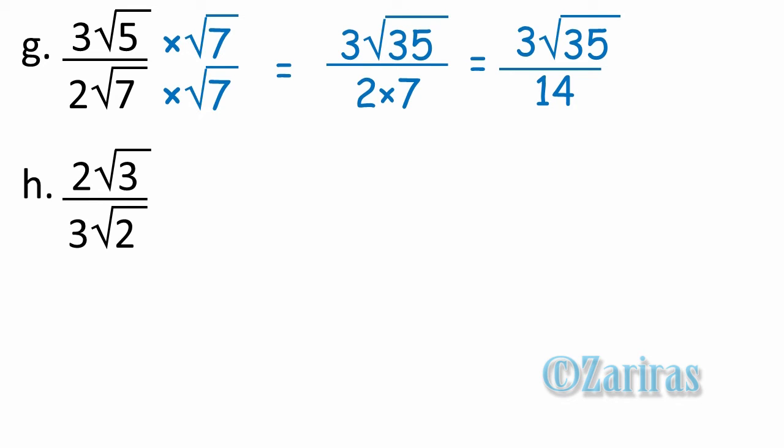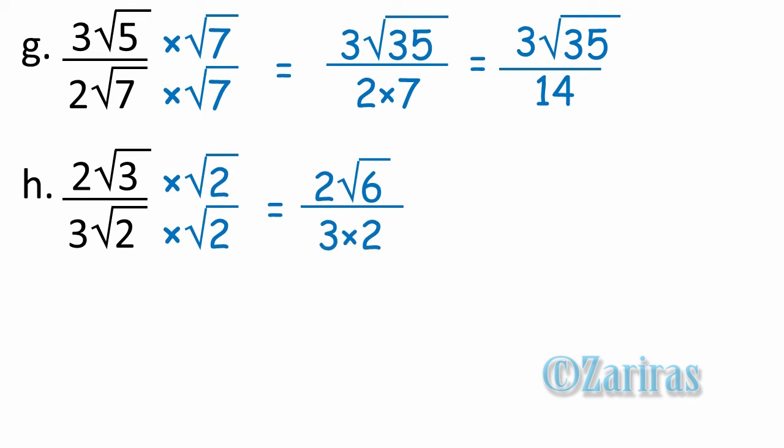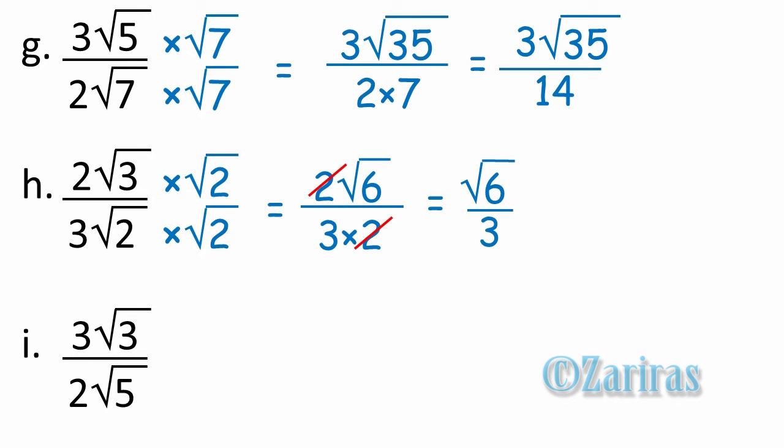Yeah. H, 2 root 3 over 3 root 2. We multiply by root 2 the numerator and the denominator. It will be equal to 3 into 2 is 6. So 2 root 6 over 3 into 2. So 2 and 2 we could just cancel them off. Then we get root 6 over 3.